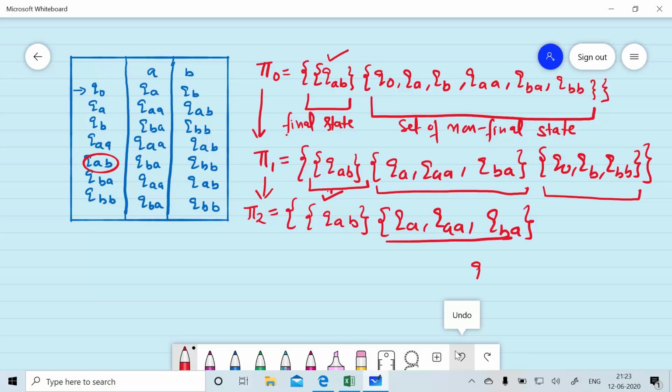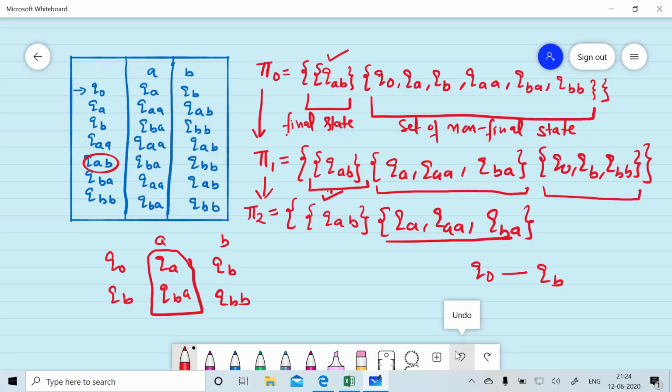Now we will check for Q0 and QB. Under A, it is QABA and QBA, which belong to the same set, so they are equivalent under A. Under B, they are QB and QBB. Again, they belong to the same set, so we can say they are equivalent.